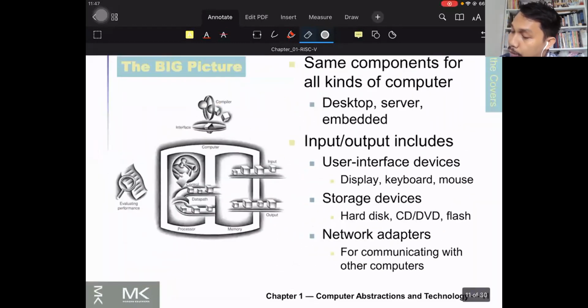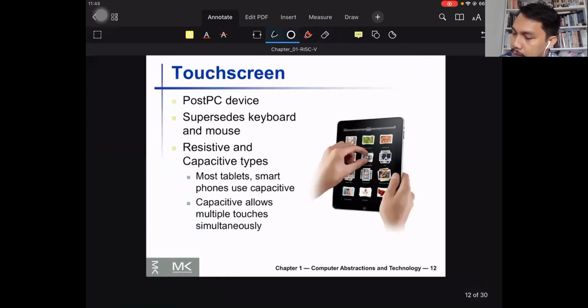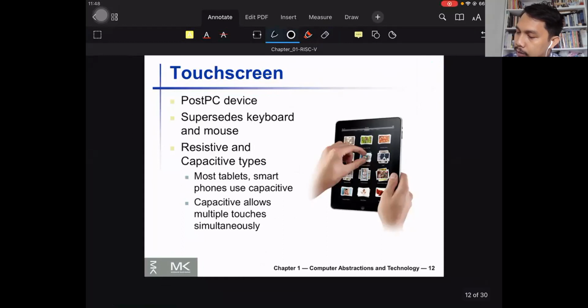Okay, so user input or input interface devices like displays, keyboards, mouse. Storage devices like what we normally know: hard drive, CD, DVD, flash drive. And network adapters: NICs, network interface cards, routers, switches, IP address, MAC address. I'll skip this since it's understandable.